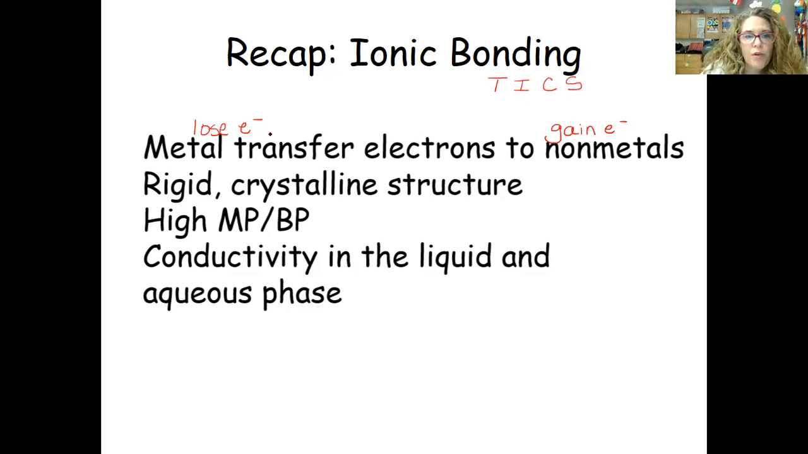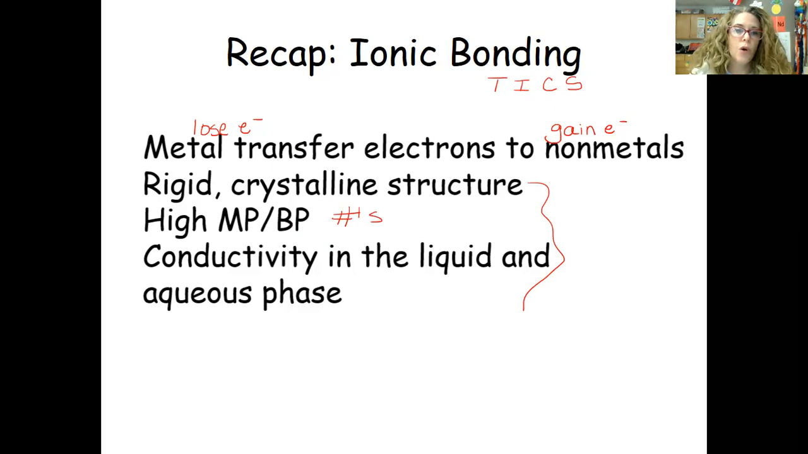So the properties of ionic bonds. You really should know these properties because you should be able to identify the type of bond based on the properties given in a question. A rigid crystalline structure, a high melting point and boiling point. You may also be given numbers like this: if it's a high number, it's a high melting point and boiling point. If you have a negative number, that's going to be a very low melting point and boiling point.